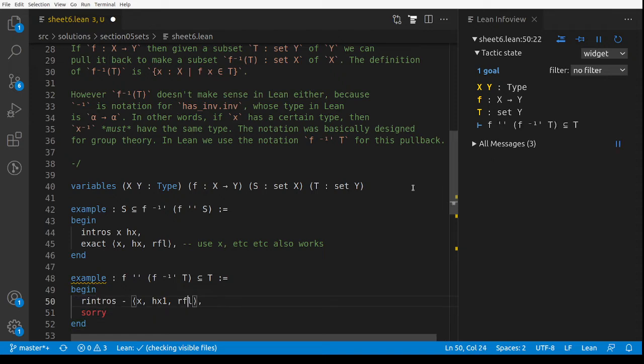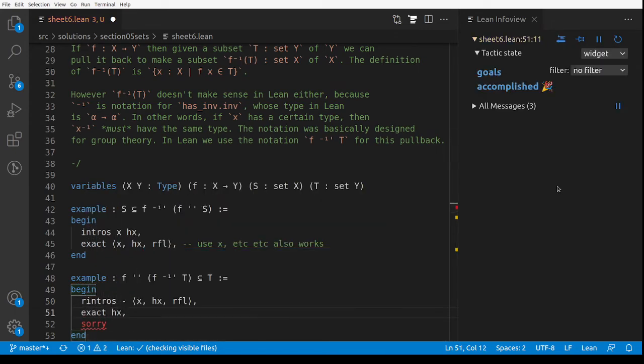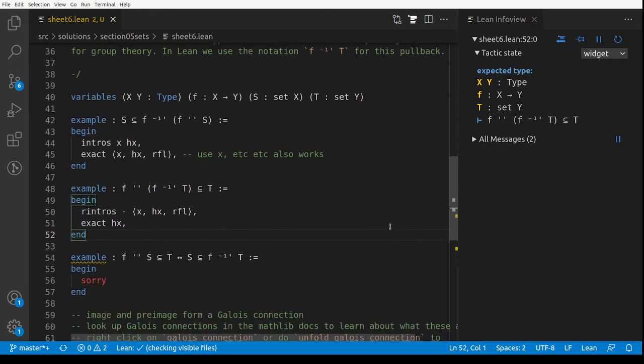And now hx1 may as well just be called hx. So what have we got now? Now x is in f inverse of t. That means f of x is in t. I think that this is exact hx. Yeah, it is. So there's a rather slick proof of that.